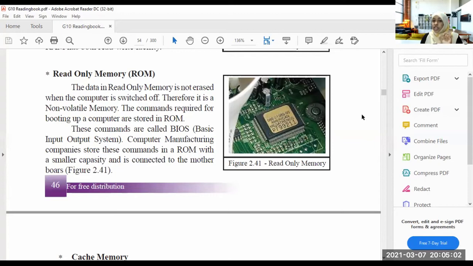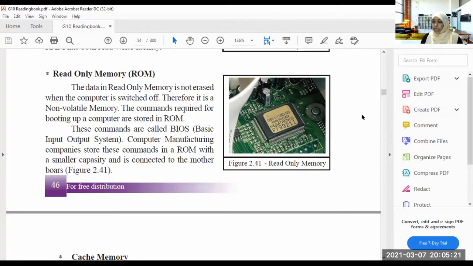And the commands required for booting up a computer are stored in ROM. What is booting up a computer? We will learn about booting up the computer in chapter 5. Okay, I will give you a small idea about the booting of the computer.